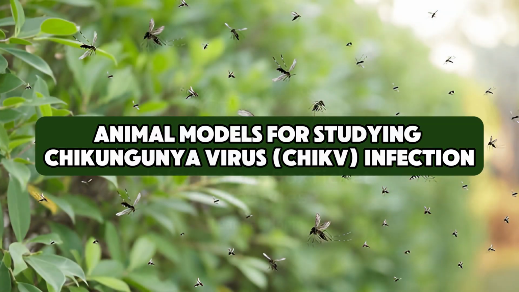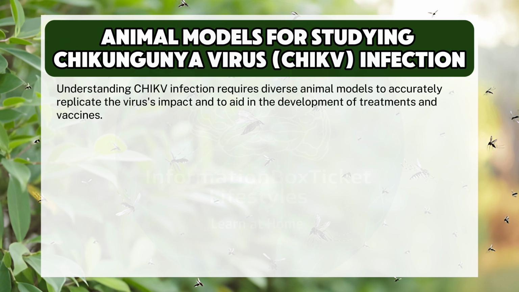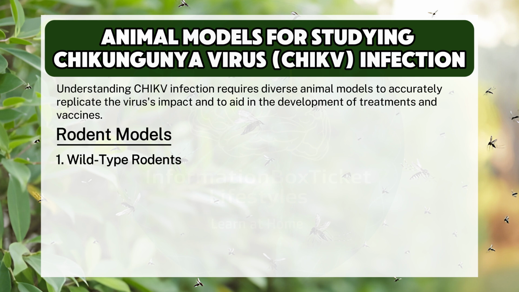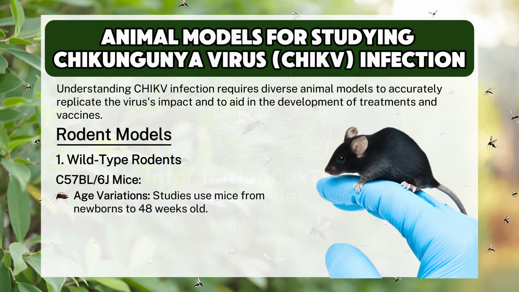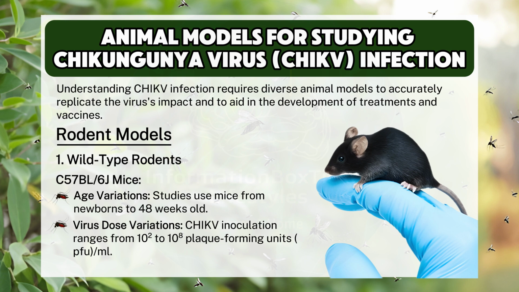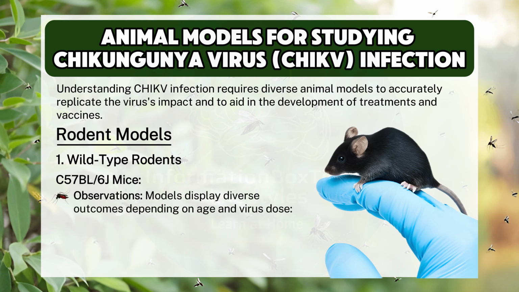Animal models for studying Chikungunya virus infection. Understanding Chikungunya virus infection requires diverse animal models to accurately replicate the virus's impact and to aid in the development of treatments and vaccines. Rodent models. 1. Wild-type rodents, C57BL/6J mice. Age variations: studies use mice from newborns to 48 weeks old. Virus dose variations: Chikungunya virus inoculation ranges from 10^2 to 10^8 plaque-forming units, PFU/ml. Observations: models display diverse outcomes depending on age and virus dose.